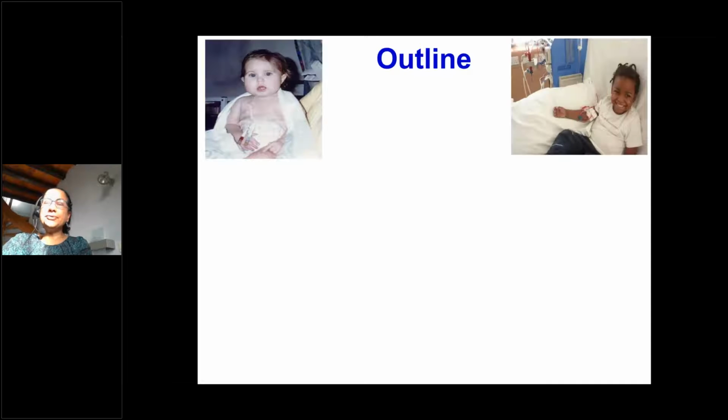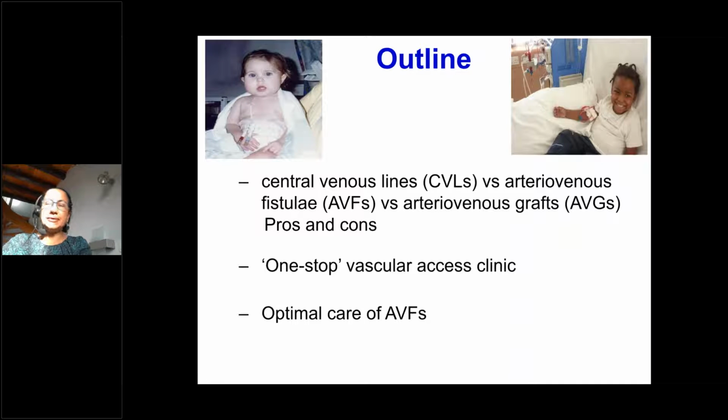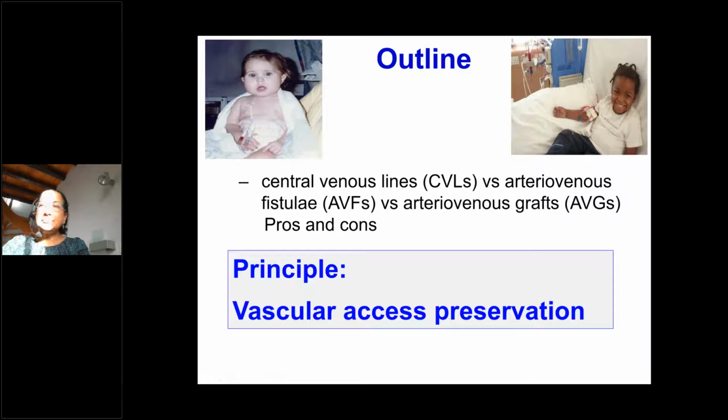So what would you prefer, a central venous line or an arteriovenous fistula? Let us look at the pros and cons of these and also very briefly touch on arteriovenous grafts. I'll then tell you about a one-stop vascular access clinic that we have set up, and then the optimal care of arteriovenous fistulas. The principle throughout this work is vascular access preservation, and I cannot stress this enough.